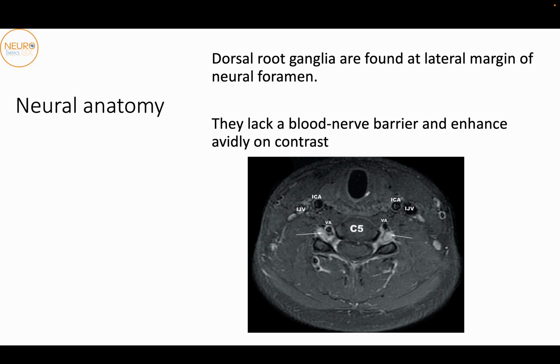Right. So apart from the tracts running within the spinal cord, it also gives rise to nerve roots. The nerve roots arise from both ventral and dorsal rootlets, and they join together at the level of the intervertebral foramen over here. Okay, and run out. And here is where you're going to also encounter the dorsal root ganglion. The dorsal root ganglion at these levels lacks a blood-nerve barrier, and that is why at these levels it's going to enhance avidly on contrast.